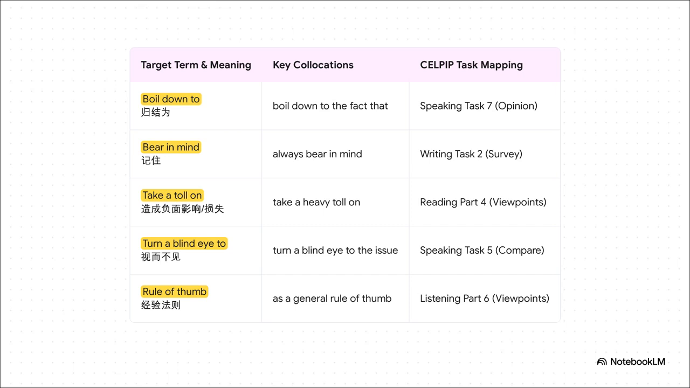Then we have take a toll on. 造成负面影响或损失. These local issues often take a heavy toll on our communities. It's a perfect phrase for environmental texts you'll see in Reading Part 4. Moving on, turn a blind eye to. 视而不见. As active citizens, we can't just turn a blind eye to the issue, especially when you're comparing options in speaking task 5.